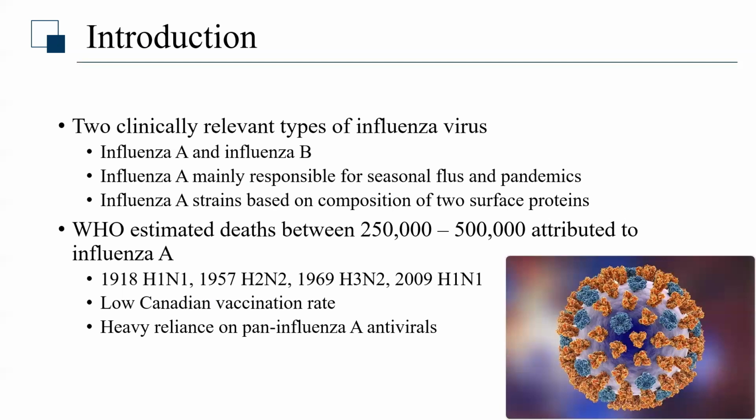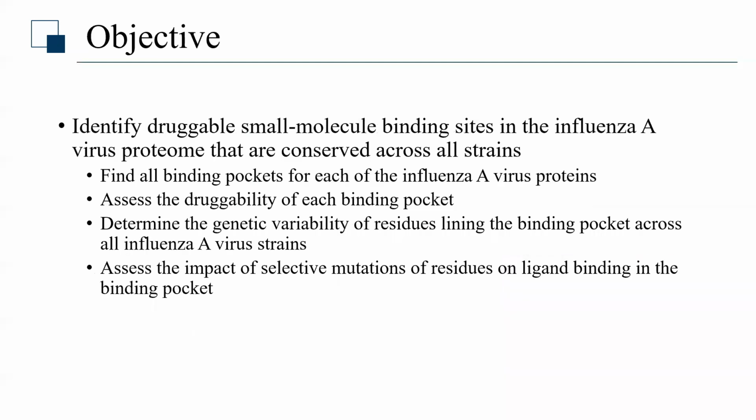And in addition, only about 40% of Canadian adults get the flu vaccine every year, which is well under what's expected. So believing that influenza A will not be eradicated and will keep evolving, the need for the development of broad spectrum antiviral drugs is emphasized. So the approach to this is to identify drug binding sites in the influenza A proteome that are conserved across all influenza A virus strains.